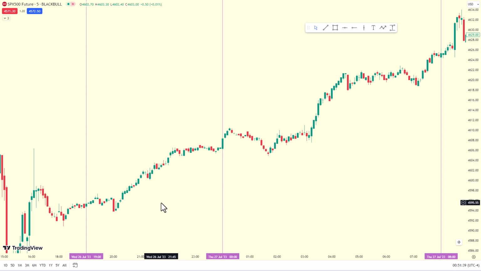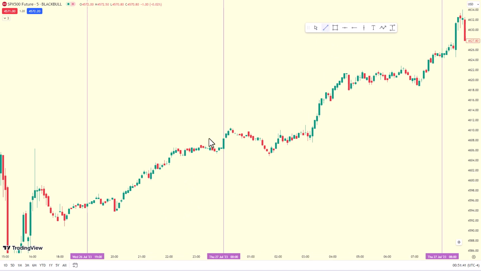So of course, starting off with where we are right now, the first thing I'm going to do is identify the highs and lows per session. So taking the Asia session low, and technically it's Asia session high, and I'll do the same for London.